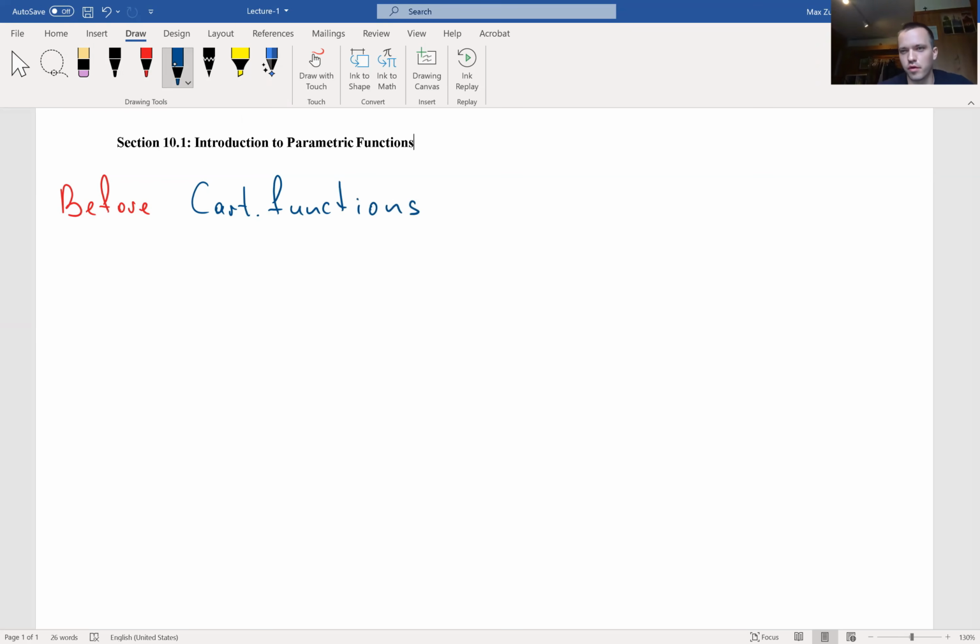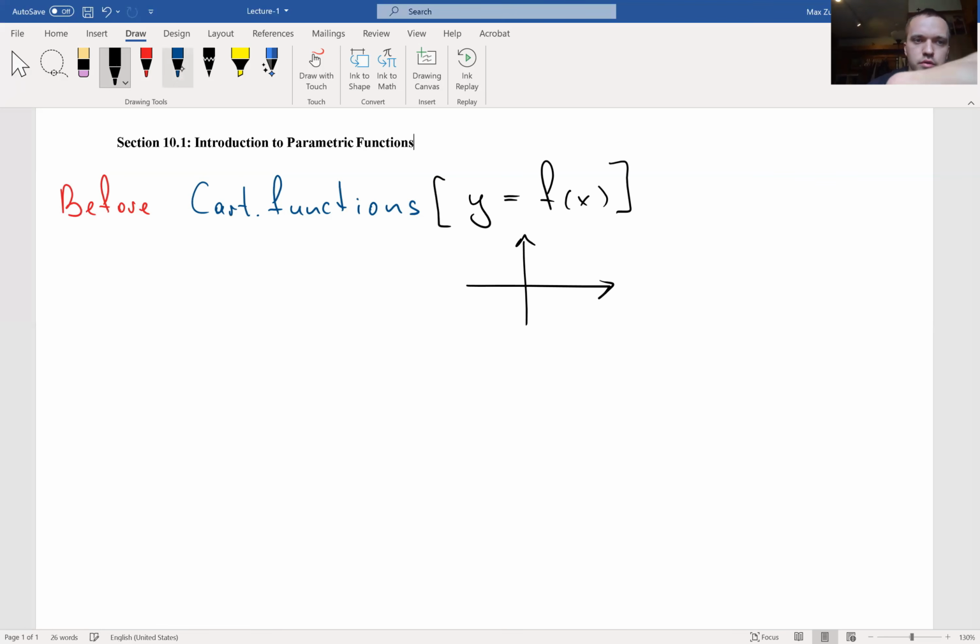Cartesian functions, you remember, I don't know if you heard this word before or not. It's a function of the form y is equal to f of x, a function which can be drawn in R2. So y is equal to f of x. A couple of terms that we use: x here is the independent variable and y is the dependent variable, because y depends on x through the function f.